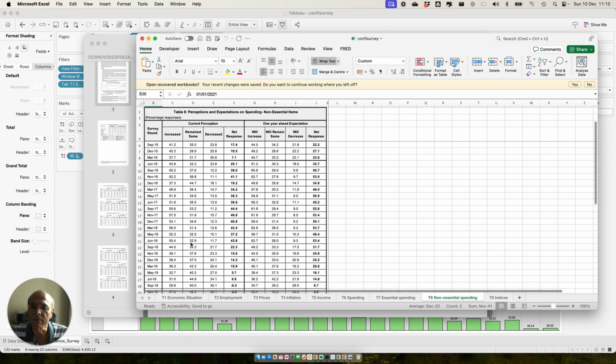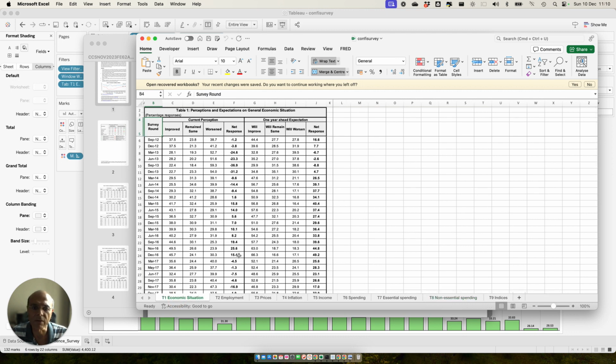Some are from 2015, some are from 2012, depending upon the length of period the RBI has been involved in carrying out these surveys. Those details are captured here. So this table has two different segments: one is current perspective and the other is 1 year ahead expectation. So there are two different segments under which the poll is conducted and people are asked for their views.